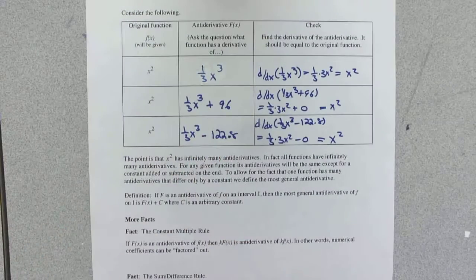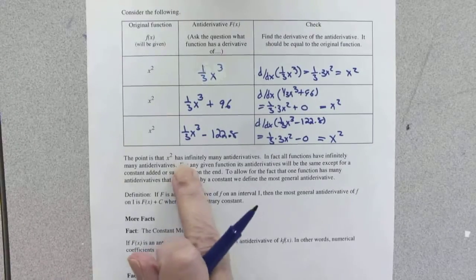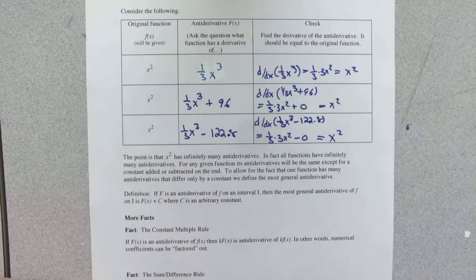But you could continue to change that number on the end to any constant you wanted, add, subtract, whatever constant you want. And that's what I've got down here. The point is that x squared has infinitely many antiderivatives. In fact, all functions have infinitely many antiderivatives. For any given function, its antiderivatives will be the same except for a constant added or subtracted on the end.